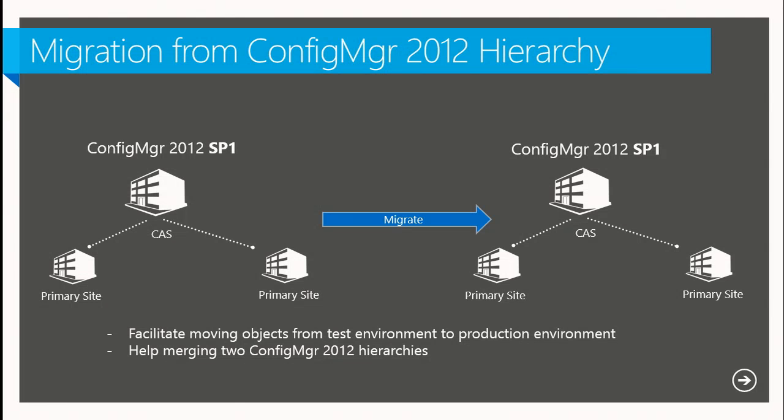So in 2012, the only migration paths available to you were for 2007. And that was a fantastic offering because, as you probably recall, there was no, and still is not, an upgrade path directly from 2007 to 2012. Now what we're offering is the ability to move not just from that 2007 hierarchy, but also from another 2012 Service Pack 1. Let me be very clear here, though, that there is not a migration path from 2012 RTM. It's only from 2012 SP1 to 2012 SP1.